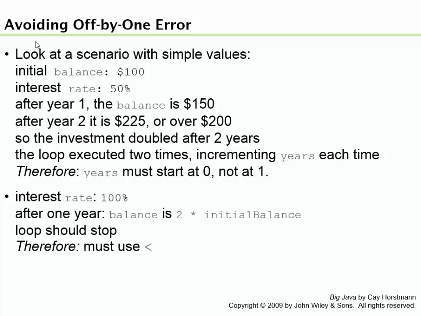See, our interest rate is 100%. Like I said in my example, say you start at $100. The target balance is $200. Loop should stop once you reach that. So instead of saying less than or equal to, you would say less than. So think about the relational operator that drives your condition. Think about what the initial value is for the answer that you're trying to get to.